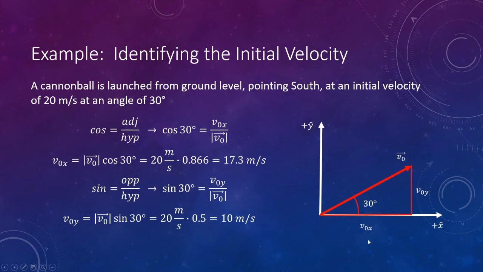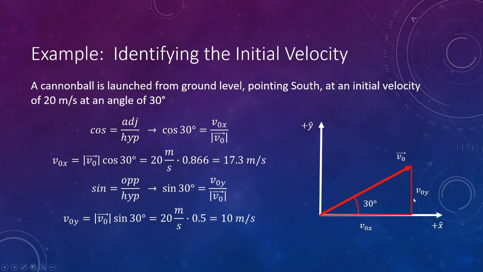So we're going to use our trig identities to get those components. Well, the x part of the initial velocity is the adjacent side of the angle, so that means we're going to use the cosine. Cosine is adjacent over hypotenuse, so the cosine of that 30 degrees is the initial velocity in x over the magnitude. Multiplying both sides by the magnitude, we get the initial velocity in x is the magnitude of the initial velocity times cosine of 30 degrees. So that would be 20 meters per second times 0.866, giving us an initial velocity in x of 17.3 meters per second. We're going to do the same thing to get the y part.